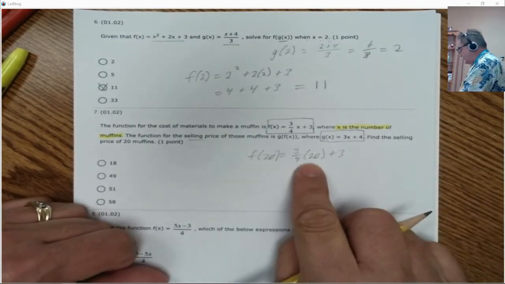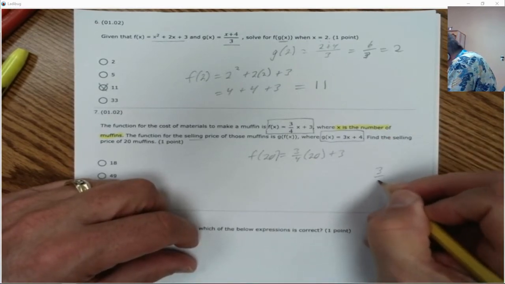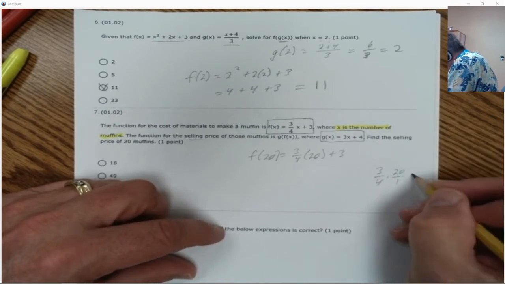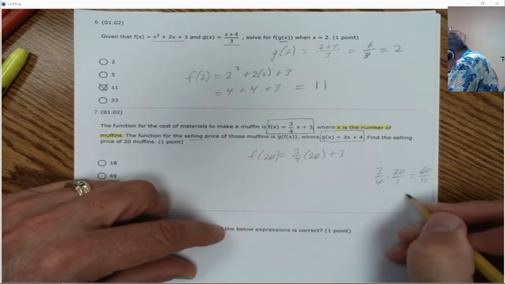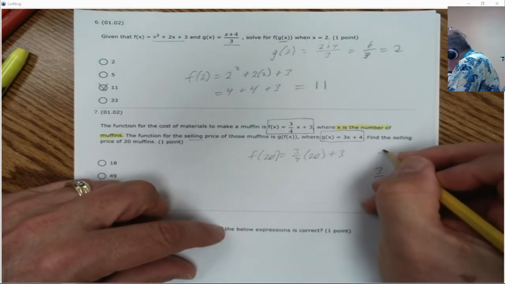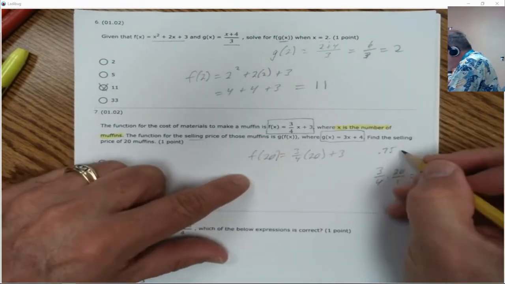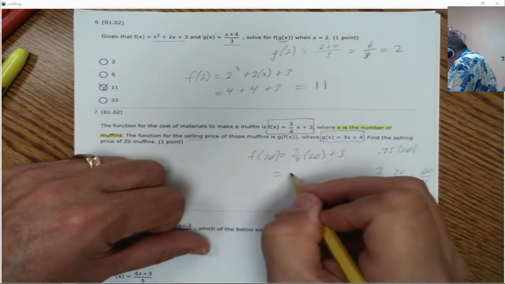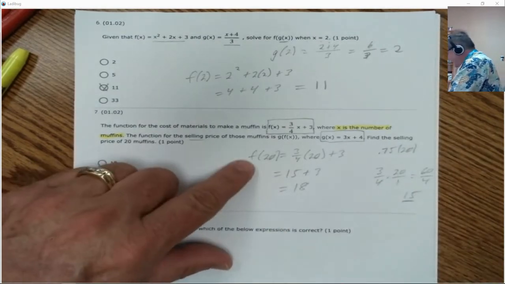So what is 3/4 times 20? Well, if you're not comfortable with fractions, there's a few ways to do that, but you can make it 20 over 1. 3 times 20 is 60 divided by 4. 60 over 4 is 15. You can also convert that to 0.75 because 3/4 is the same as 0.75, because 3 divided by 4 is 0.75, times 20. And you'll also come up with 15. So this equals 15 plus 3. So that equals 18. So f of 20 equals 18.